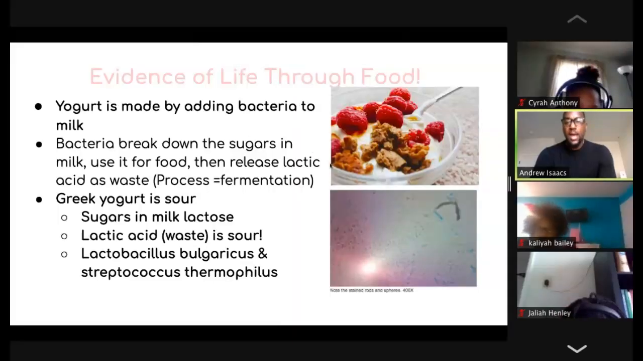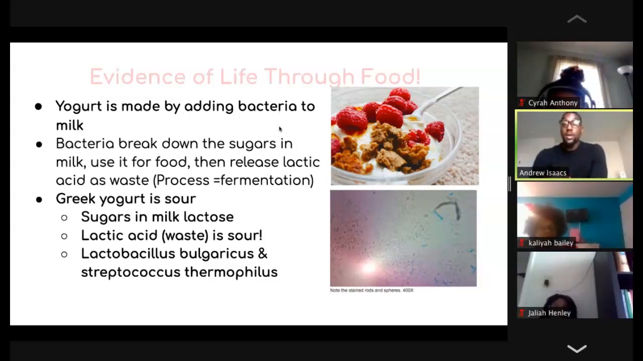So here's the last thing that we're going to learn about. For your exit ticket, I want you guys to put it in the chat. The evidence of life through food, right? Yogurt is made by adding bacteria to milk, all right? When we have milk, once you add some different bacteria and different cultures to it, that's what breaks it down and turns it into yogurt, right?